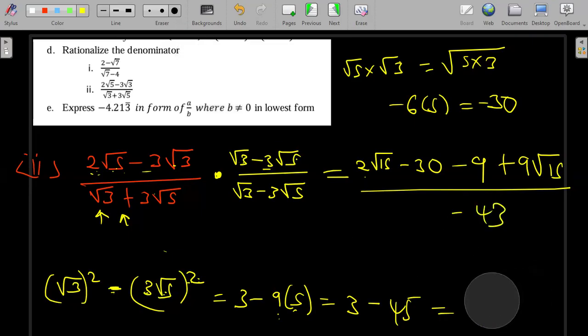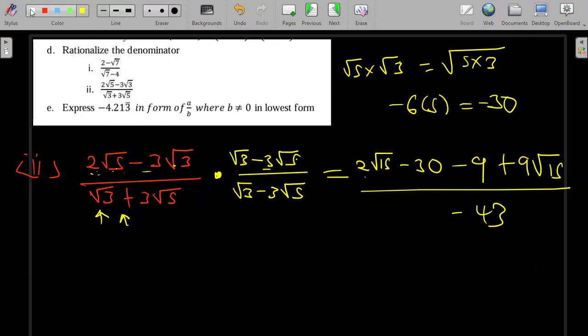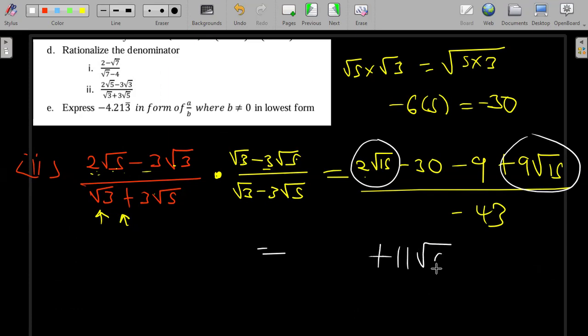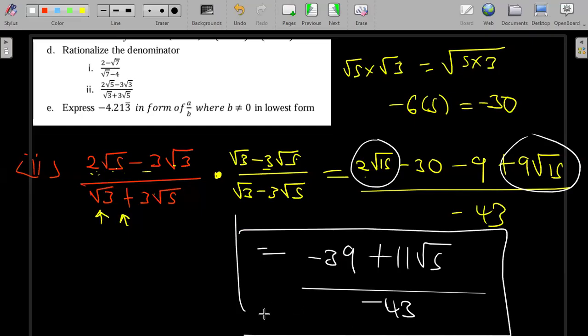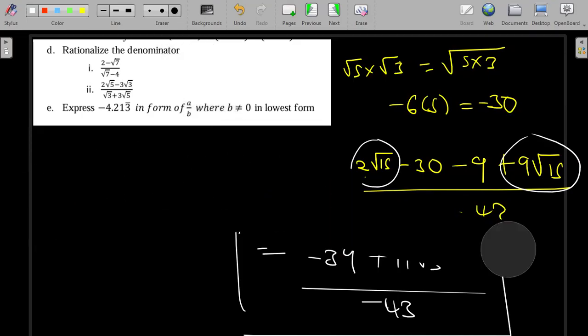Okay, then I can simplify what I have on top. So on top we have 2 root of 15 plus 9 root of 15. So that one will give me what? It will give me plus 11 root of 15. And then minus 30 minus 9 to give me minus 39. And then I'm dividing all this by minus 43. Okay, so this here is my final answer. Okay, so we are done with D. Let's look at E.